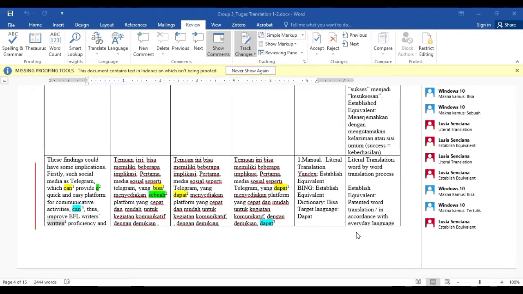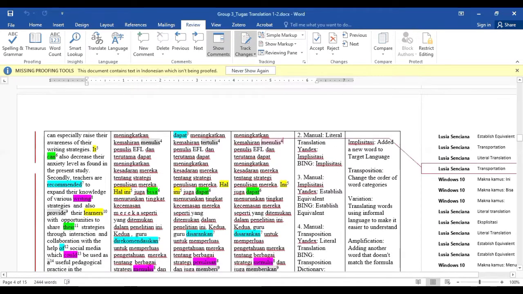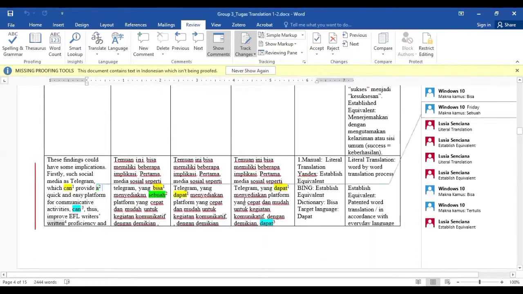Okay, next in number 2 is the word "which," in the dictionary meaning is "sebuah." And in the manual translator interpreted to "sebuah," and in the Yandex and Bing translator cannot interpret it.